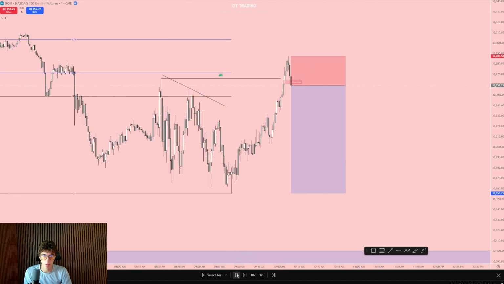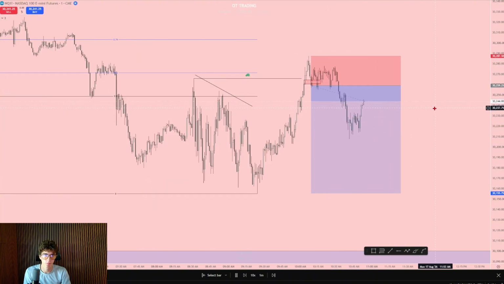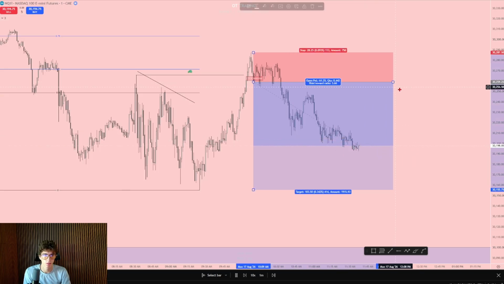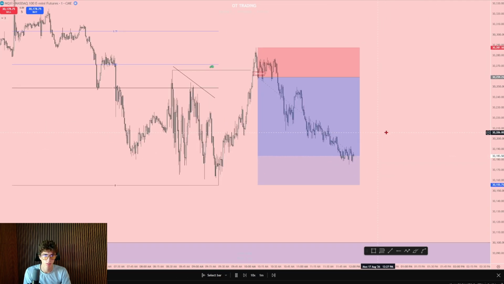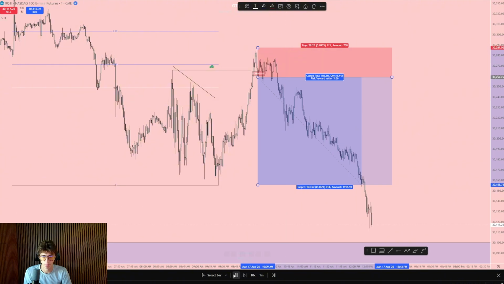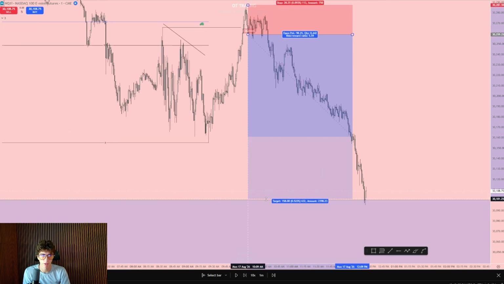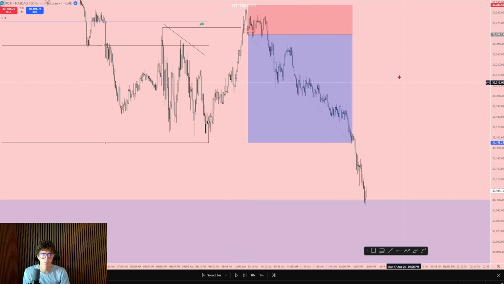And so let's see how it would play out. And bang. So overall, you could have targeted this. You could have targeted the higher time frame fair value gap, whatever. But this low was a pretty good target.